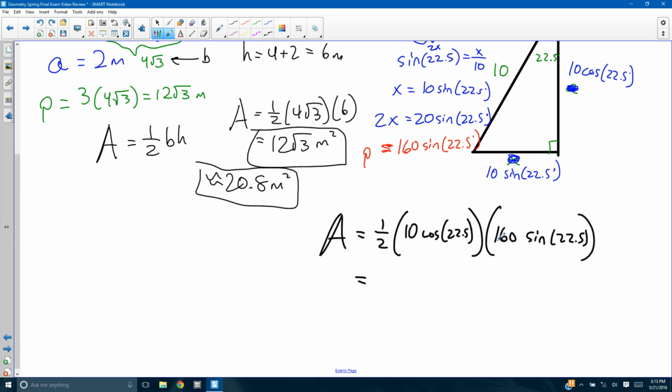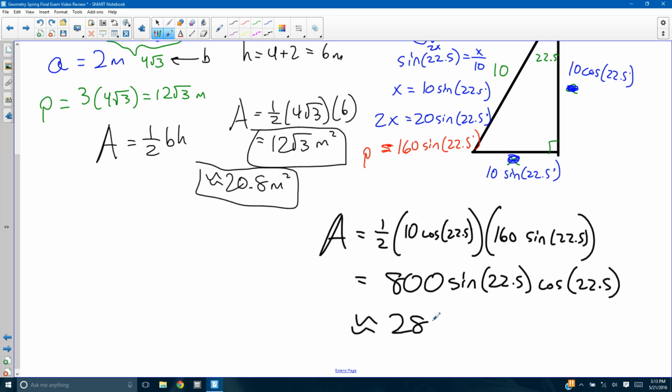is 80, multiply 80 by 10, that's 800. I'm going to go ahead and write the sine first because we're kind of used to seeing the sine before cosine. Sine of 22.5 times the cosine of 22.5. That's an exact area right there. Not a very good looking one. Let's go ahead and round this. 800 times the sine 22.5 times the cosine 22.5 gives me approximately 282.8.